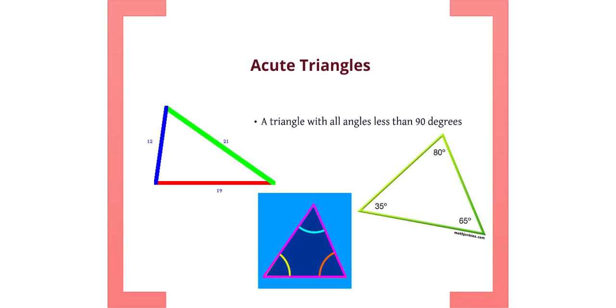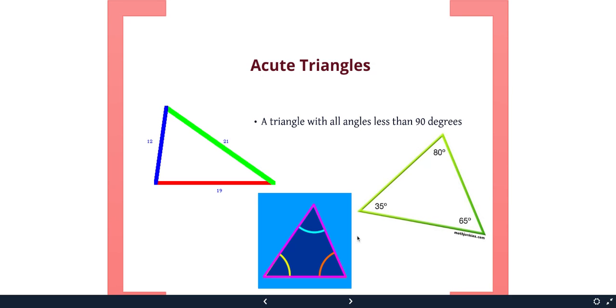So remember when we talked about acute island, obtuse island, right island? Acute triangles live on acute island, and they only get to be there if all three angles are acute. So here we see an example of another acute triangle. Here we see one. All of those angles from right here, those are all smaller than a right angle, okay?